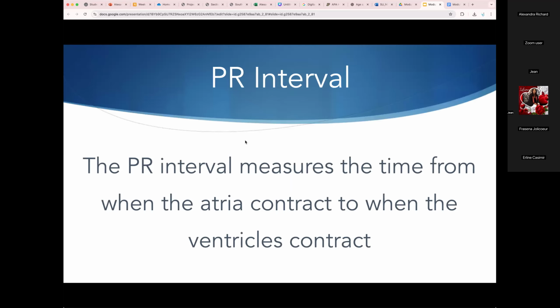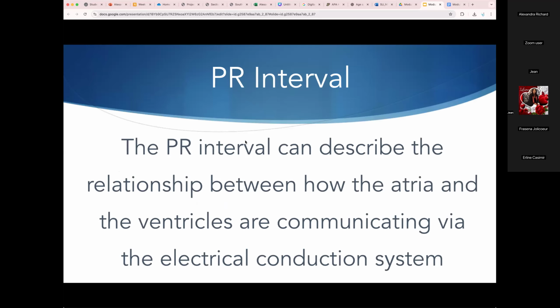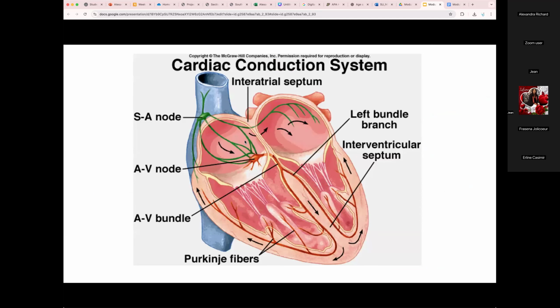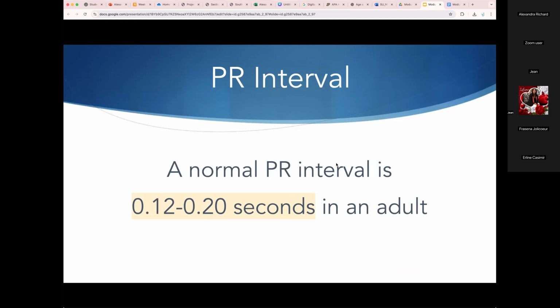So we've talked about this already. The PR interval describes the relationship between the atria and the ventricles, how they're communicating through the electrical conduction system. We learned about this when we first started cardiac, so you're good with this already. Make sure you memorize that for NCLEX.